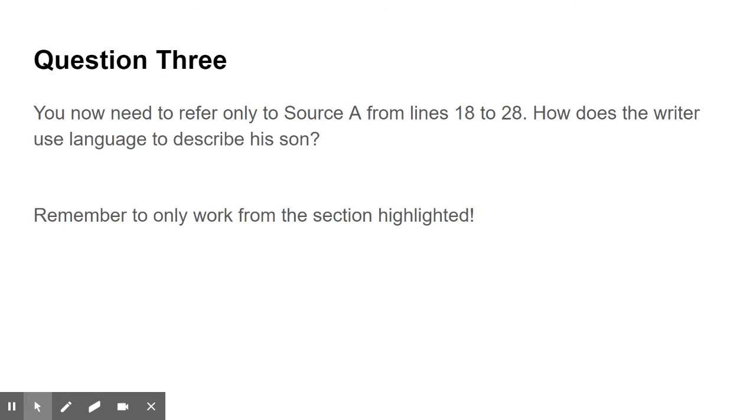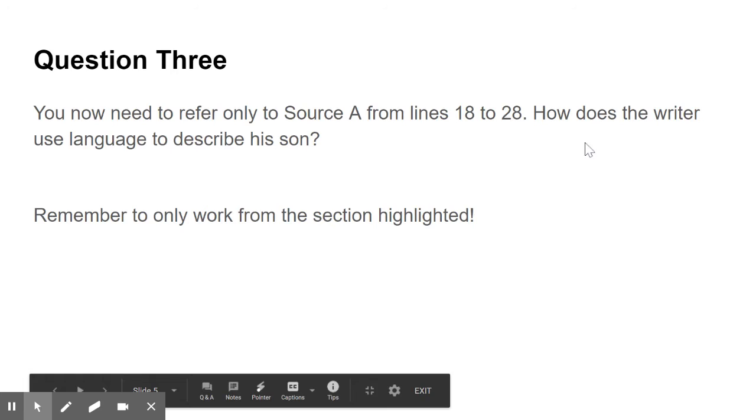So question 3. We're referring now again to the Boy Lost, and How Can My Son Be a Year Old Already? And the question says, you need to refer to source A from lines 18 to 28. How does the writer use language to describe his son? Now, remember, you are only working from the section highlighted. You're only working from 18 to 28.